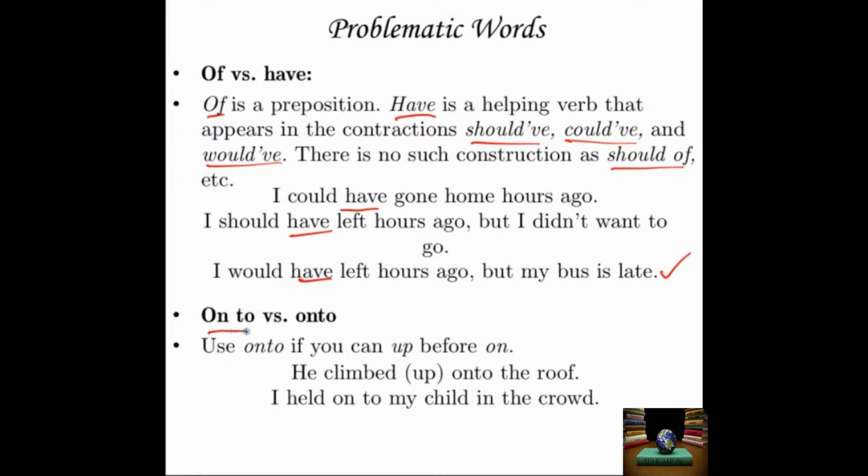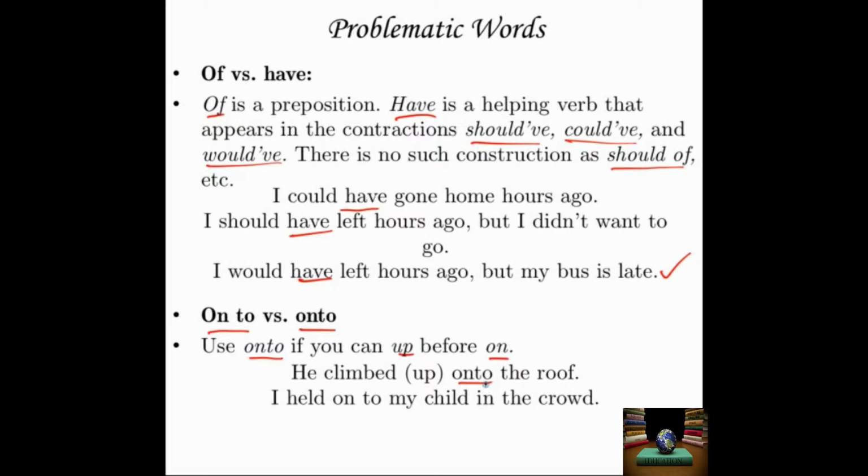Next, on to versus onto. Do you write it as two words or one word? Well, basically, you use the one-word version if you can add up before on. So, you could say he climbed onto the roof. He goes from the ground to the top of the roof. He climbed onto it.